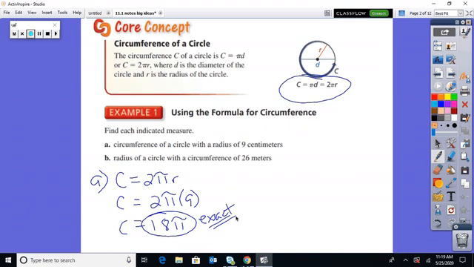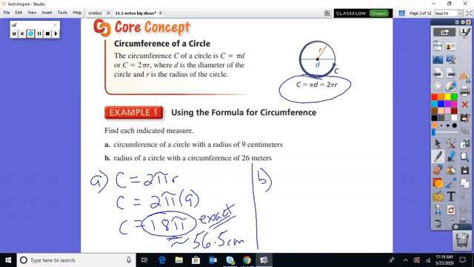Now, for all intents and purposes, like if you're doing something out in your yard or you actually are trying to get materials or whatnot, you're going to want to take this out in your calculator. And most of the time, like I said, in this book, that's what you'll be dealing with. So 56.5 centimeters is your rounded circumference, your approximate circumference.